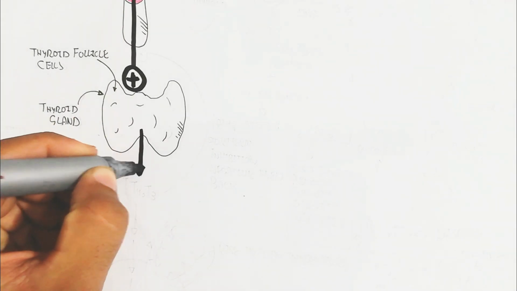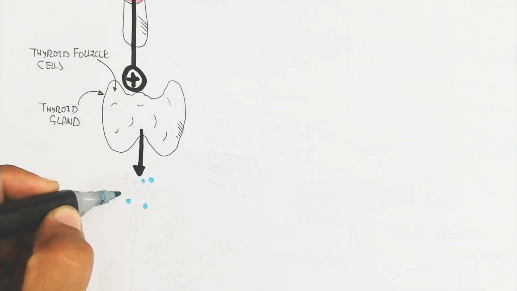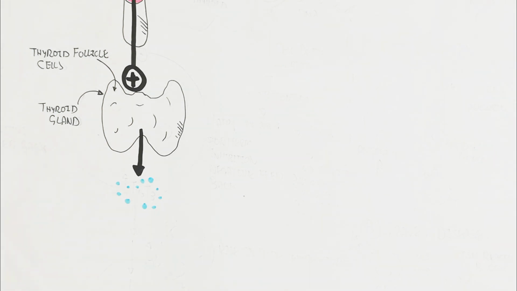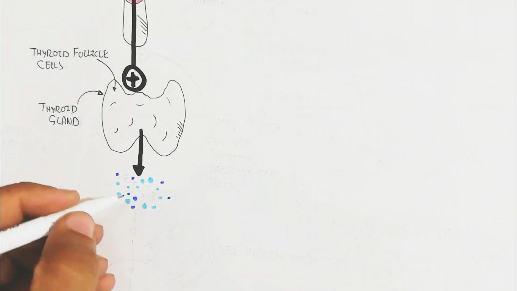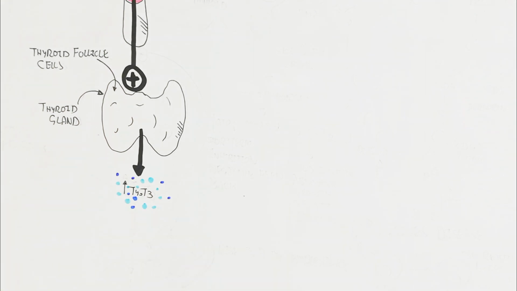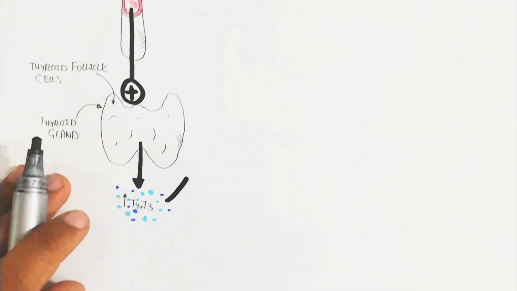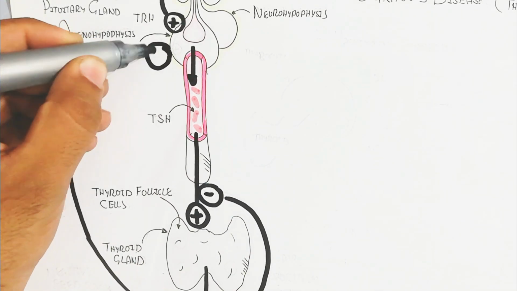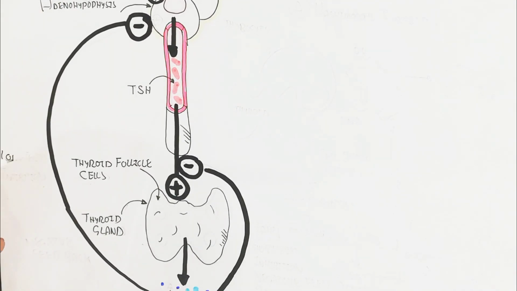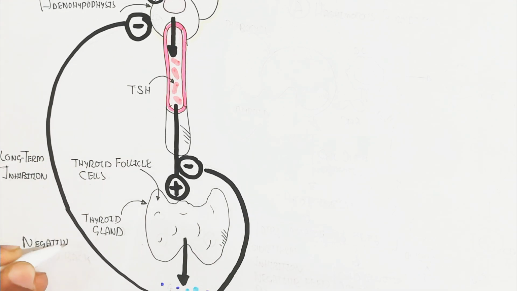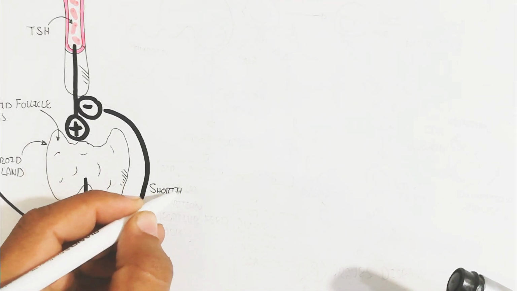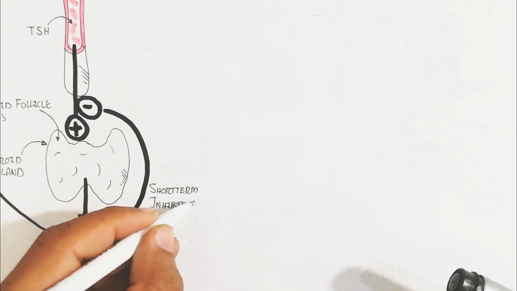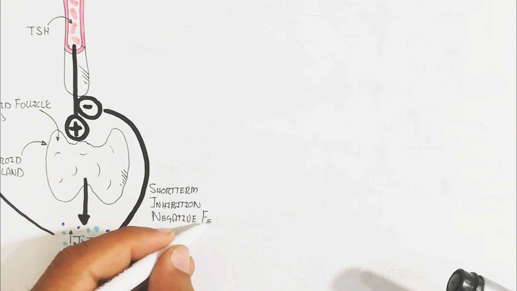T3 is very important for triggering metabolism. But remember, when T3 and T4 increase in the blood circulatory system, for the short term there is negative feedback to inhibit the thyroid stimulating hormone, while the long term inhibition is negative feedback to the pituitary gland and to the hypothalamus. Remember, not only the pituitary gland but also the hypothalamus.